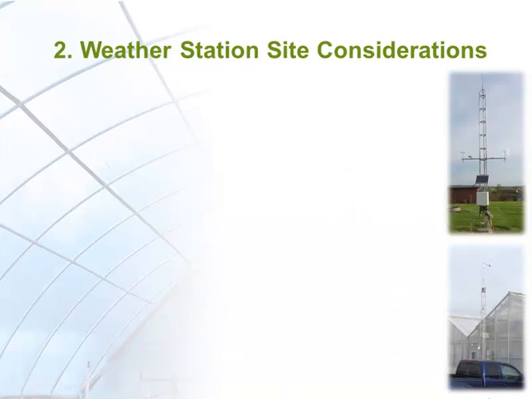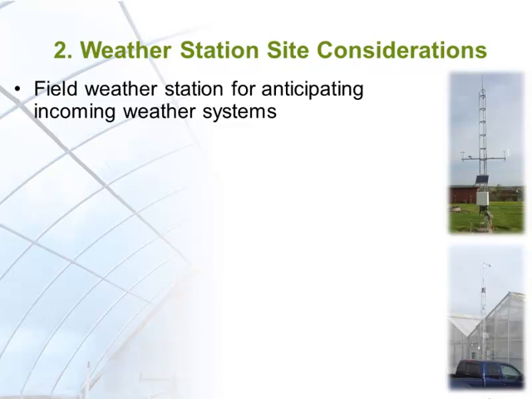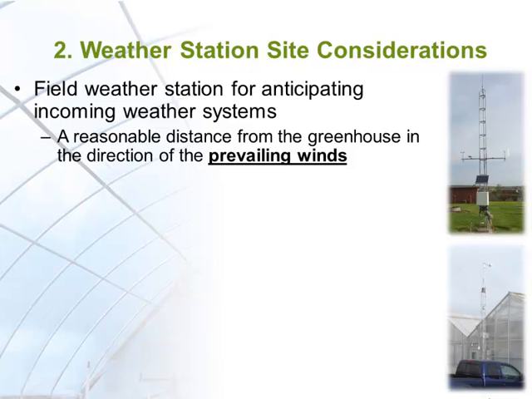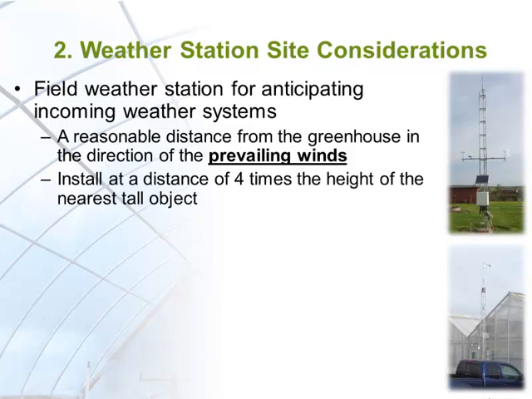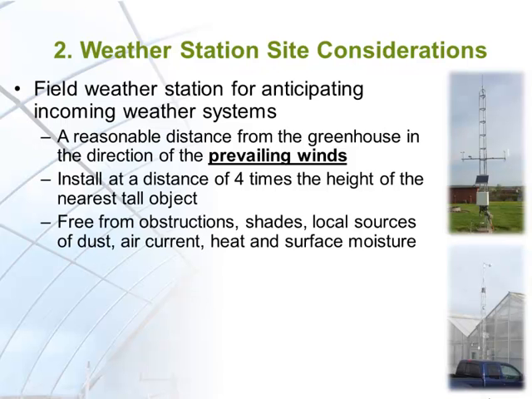To get the most useful outdoor information for greenhouse climate control, one needs to assure that the weather station data is of high quality, and a properly selected weather station location is very important. For macroclimate information using a field weather station, it should have a reasonable distance from the greenhouse in the direction of the prevailing winds. It should be installed at a distance of 4 times the height of the nearest tall object. It should be free from obstructions, shades, local sources of dust, air current, heat, and surface moisture.